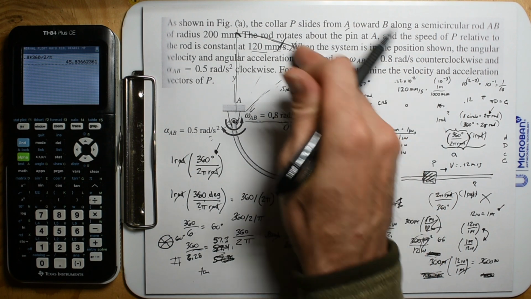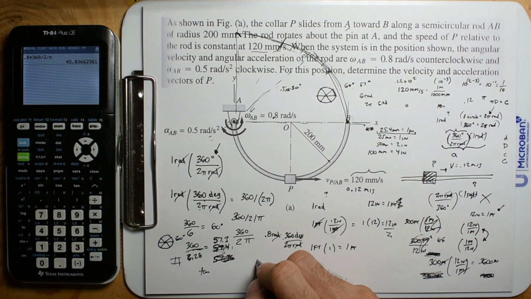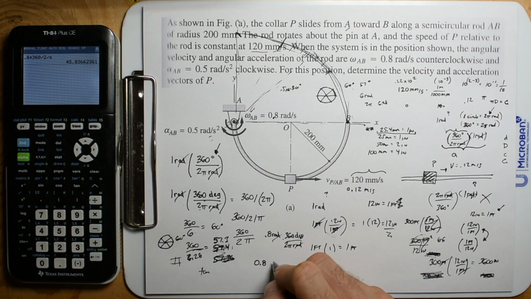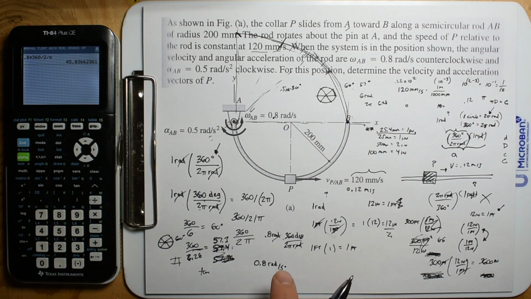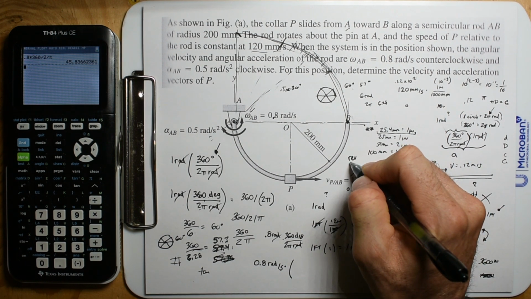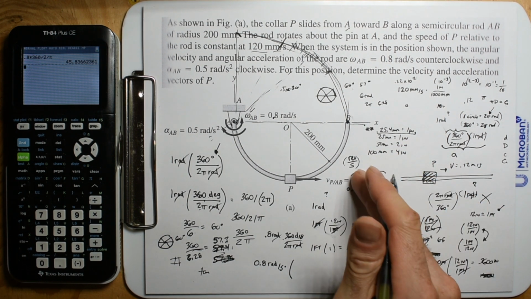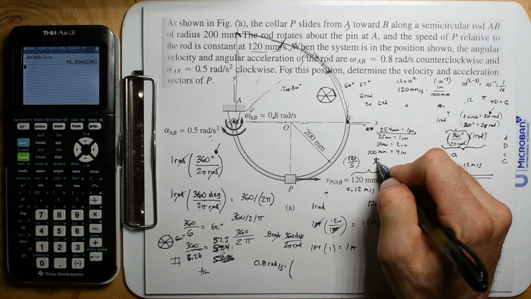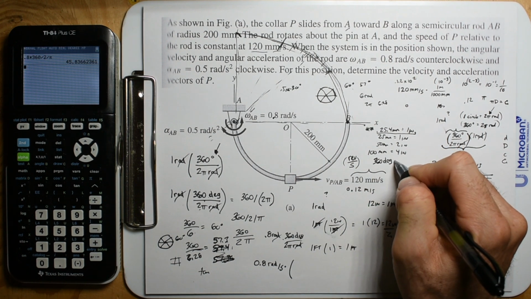Because we're given this angular speed, let's just write it. So we got 0.8 radians per second. And now I need to cancel radians, because we want to know revolutions per second. You know what I mean? There you go. I want to know 360 degrees per second.